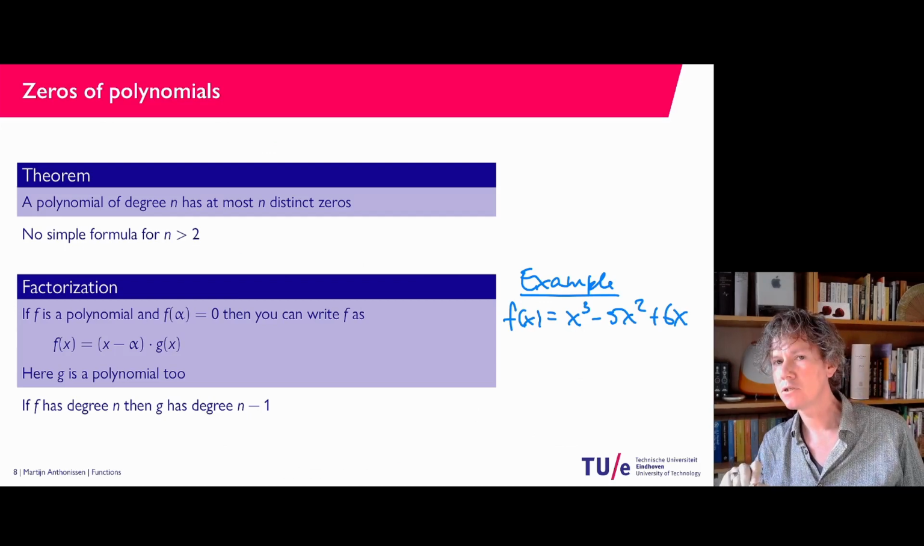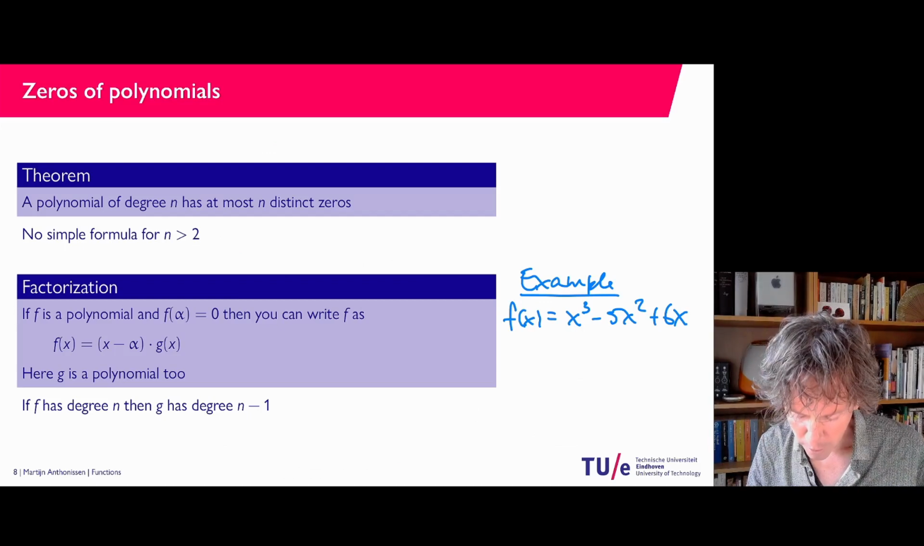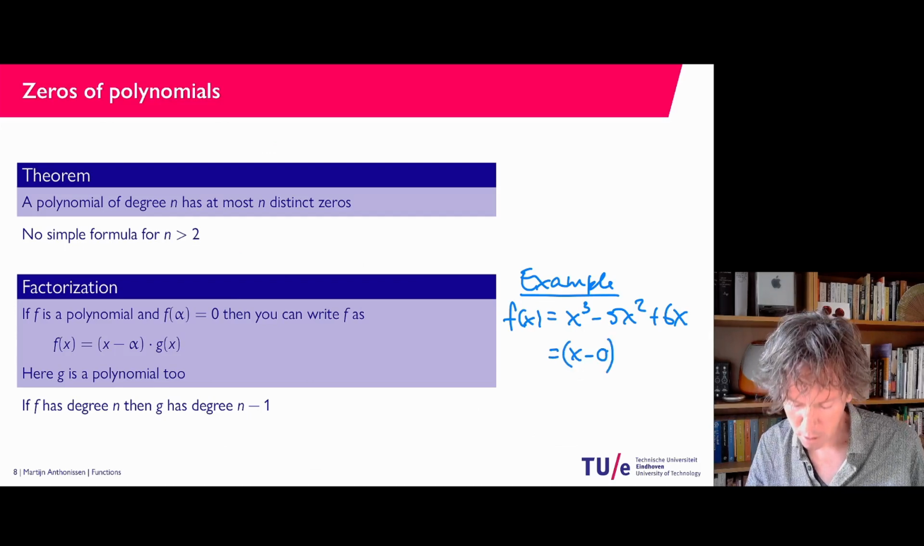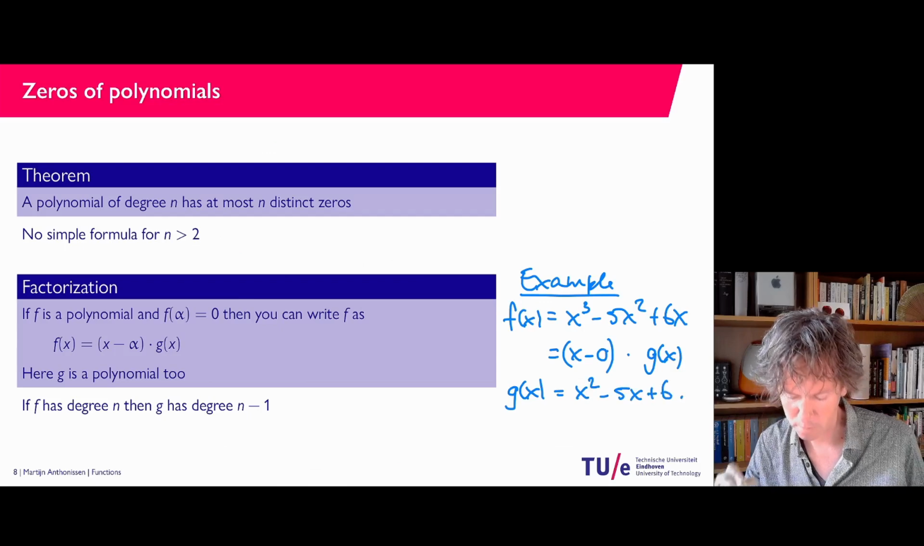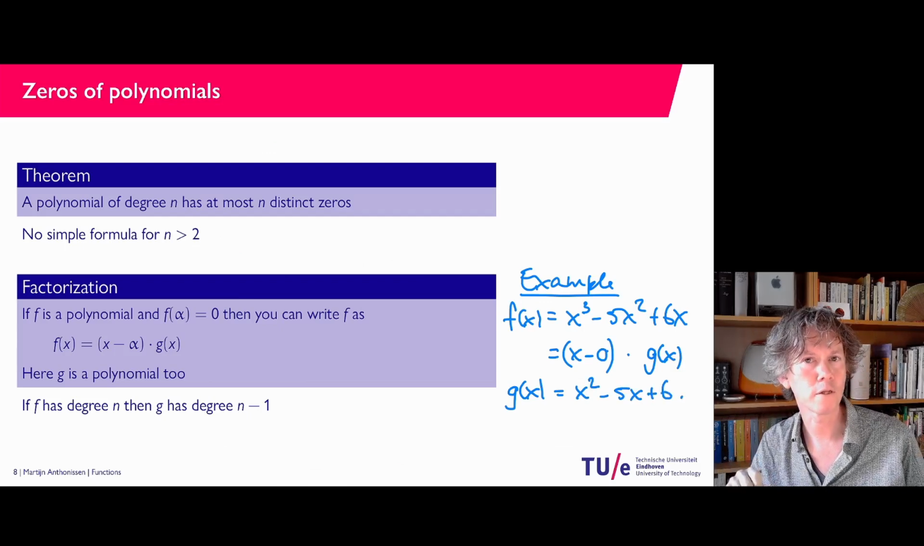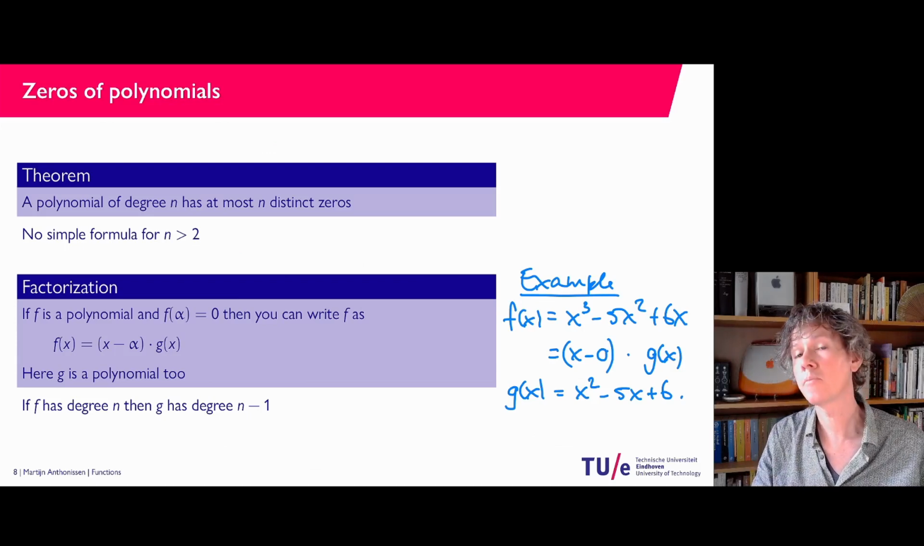Now you can easily see that if you plug in x equals 0, the function is going to be 0. So I can write this as x minus 0, so I use basically the formula in the block times a new polynomial g of x, and here g of x is easy to see. It is going to be x squared minus 5 times x plus 6. And of course I do not need to write the minus 0 in that expression, so I can just write f of x is x times g of x. And you see that this is again a polynomial.